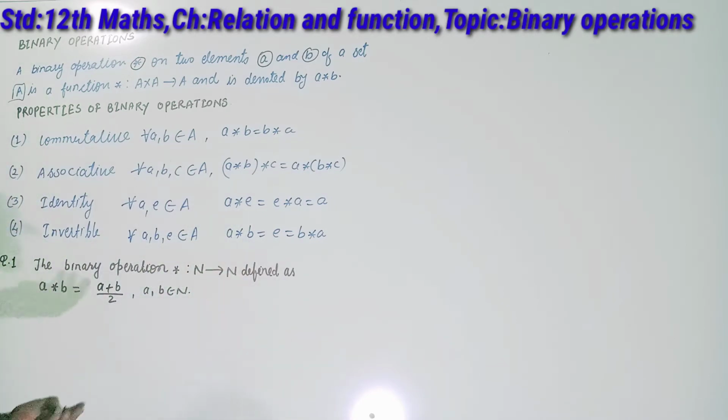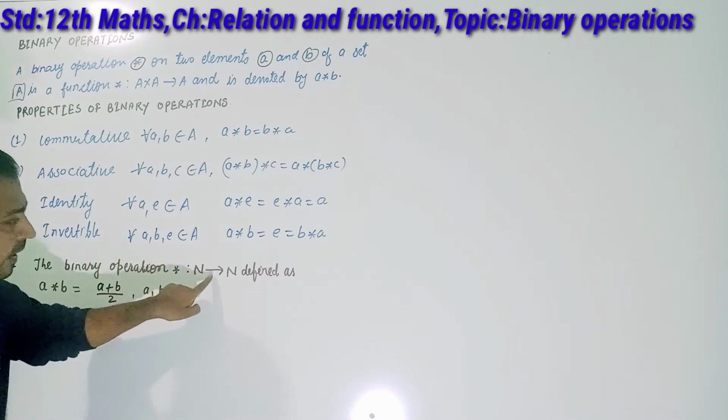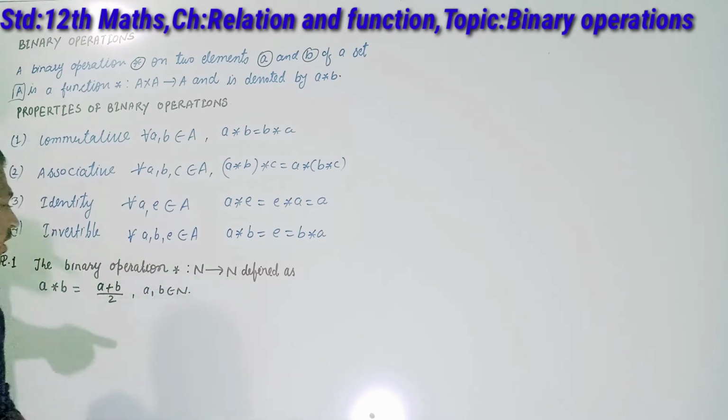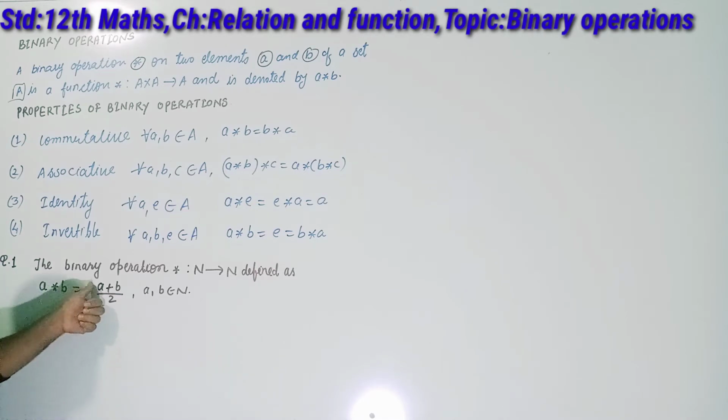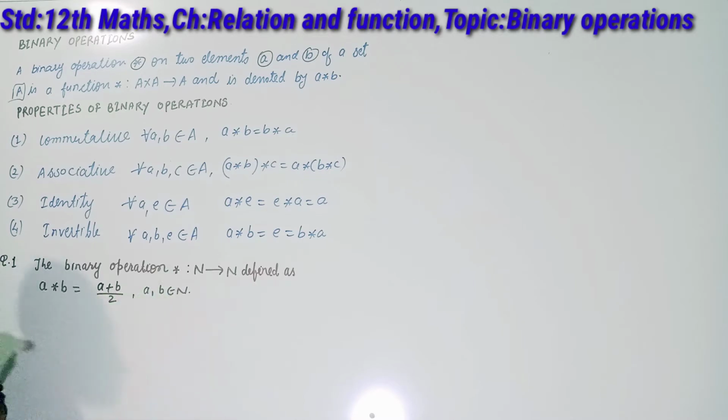Students, here we will check the given operation which is defined over N to N. This operation is defined over natural numbers, and it is expressed as A star B is equal to (A plus B) by 2 for all A, B belongs to N. Here we will check whether the given binary operation is commutative, associative, identity or invertible. Right students, let us check these things.